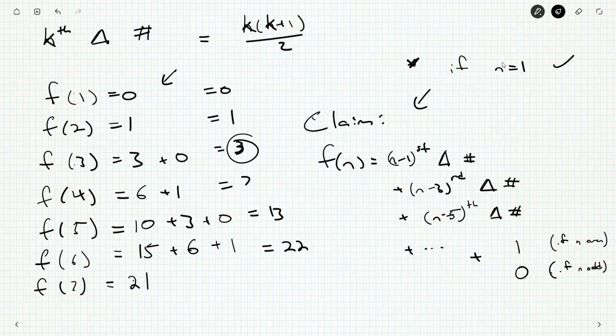But if it is true, what would f of 7 be? The sixth triangular number is 21. So 21 plus 10 plus 3 plus 0, and that's going to be 34. So that one doesn't work. How about f of 8?